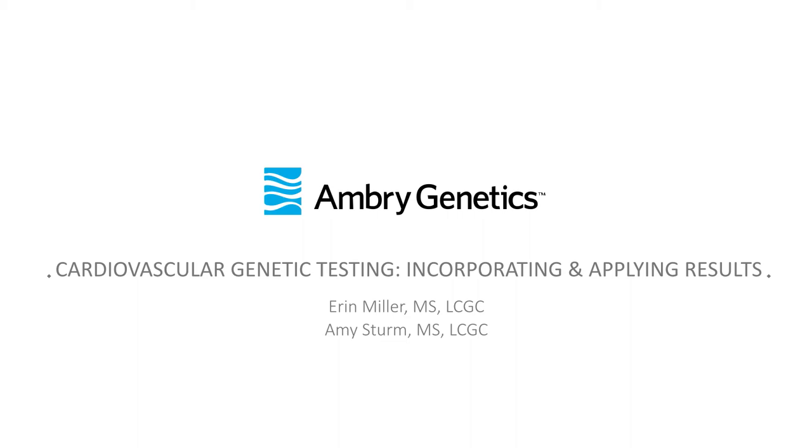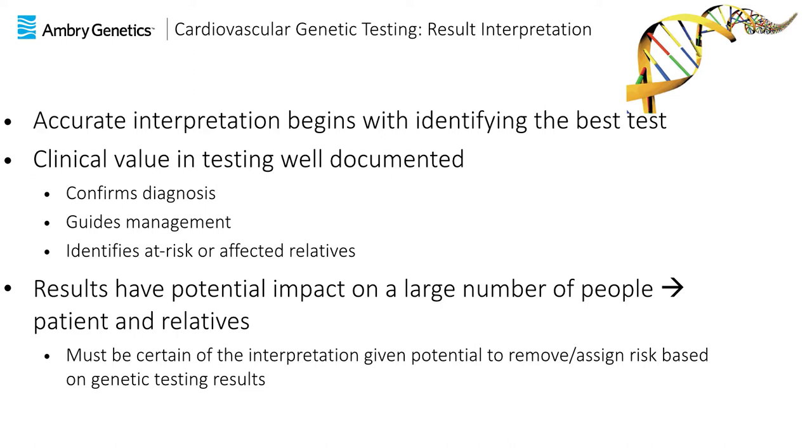Accurate genetic testing result interpretation really starts at the time that genetic testing is ordered or requested. Considering what the pretest probability is, how likely are you to identify an underlying genetic change based on the patient's phenotype and family history, is really important and really lays the foundation for allowing you and your collaborators to provide the best interpretation for the patient and the family.